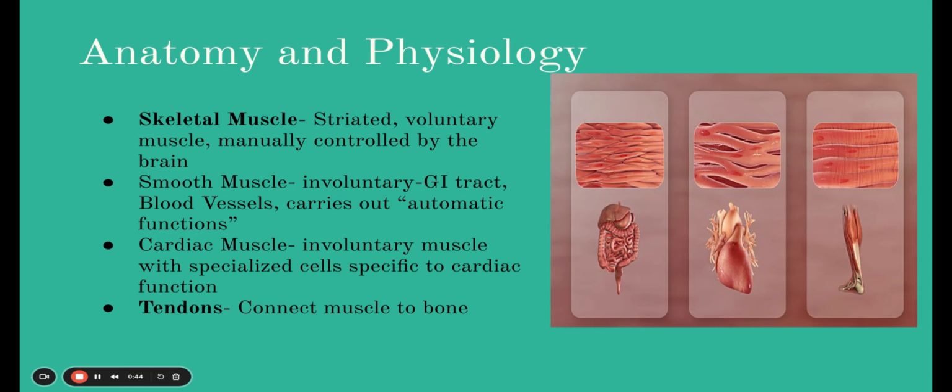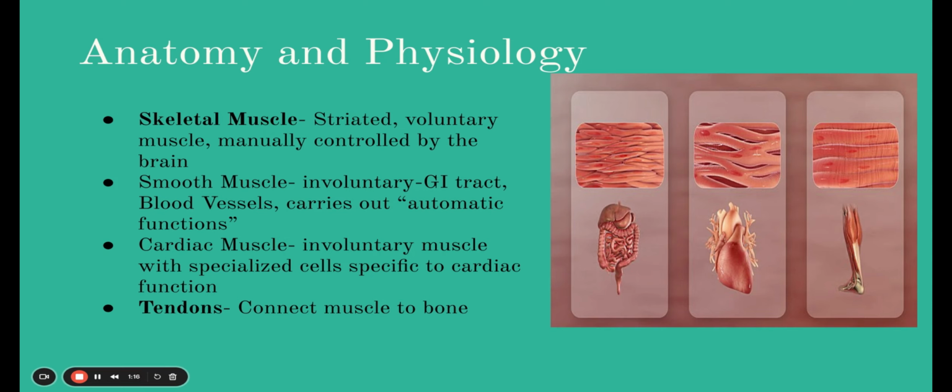The first thing we're going to focus on is the muscular system. So the main type of muscle that we're going to be focusing on in this presentation is skeletal muscle. This muscle is striated. You can see right over here. It is a voluntary muscle. It is manually controlled by the brain. It's how you move your arms, your legs, all that good stuff. You have a say in how those muscles move.